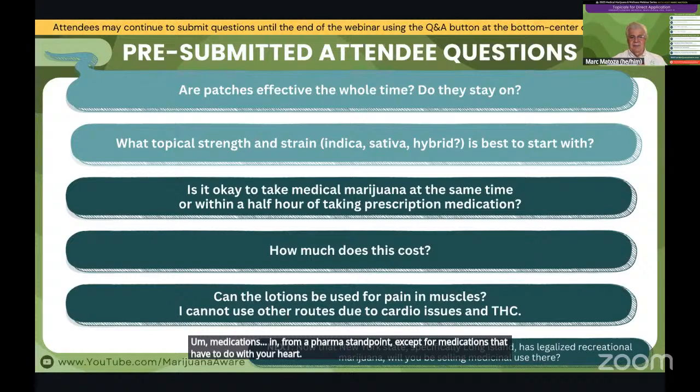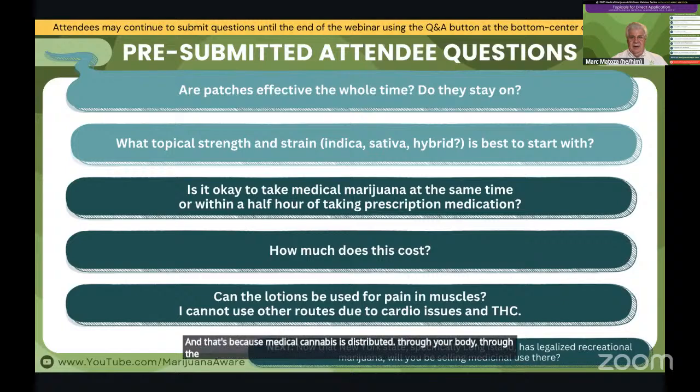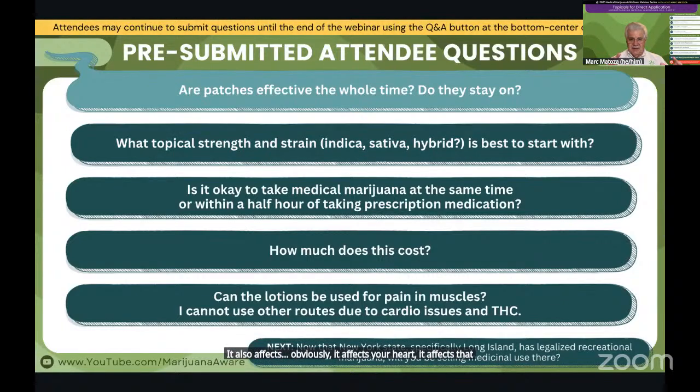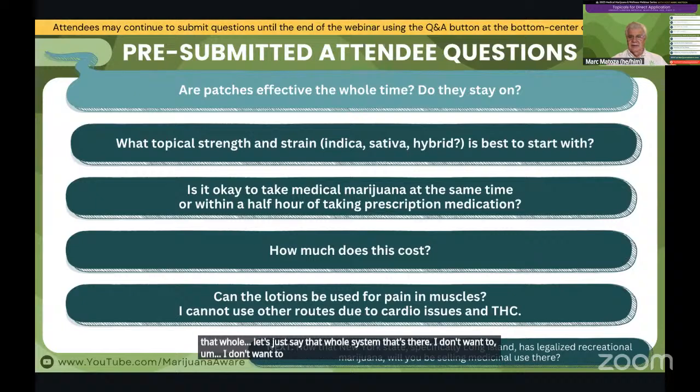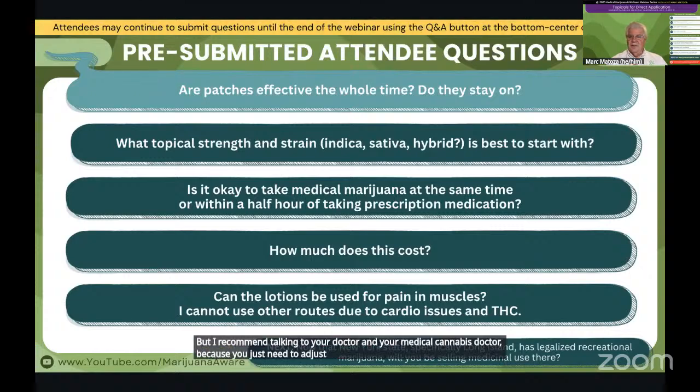And that's because medical cannabis is distributed through your body, through the bloodstream. And so obviously it affects your heart and that whole system. I don't want to get too technical, but the answer is you can use medical cannabis if you are taking heart medication, but I recommend talking to your doctor and your medical cannabis doctor because you just need to adjust the amount of product you're taking.